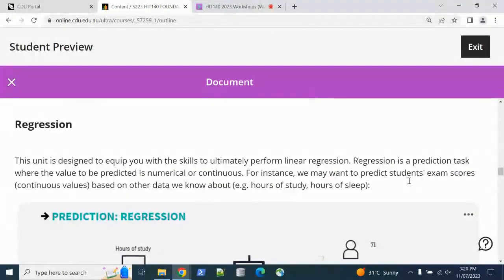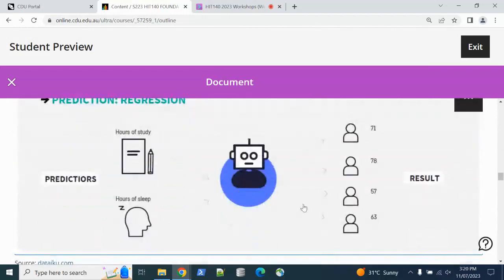In terms of predictive analysis, we will only focus on regression in this unit. Regression is to predict numbers. For example, we want to predict a student's score for this unit based on, let's say, the number of hours of study and the number of hours of sleep that the student has. Based on these two values, can we predict their score? Again, to do this, you need a data set that has hours of study, hours of sleep, and the actual score.